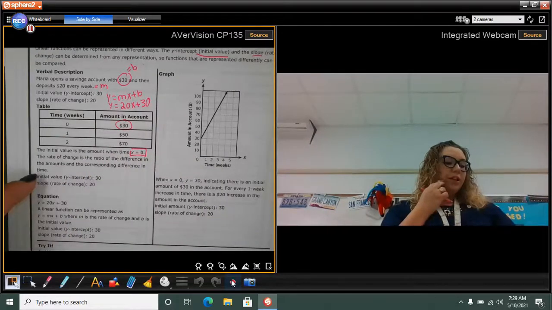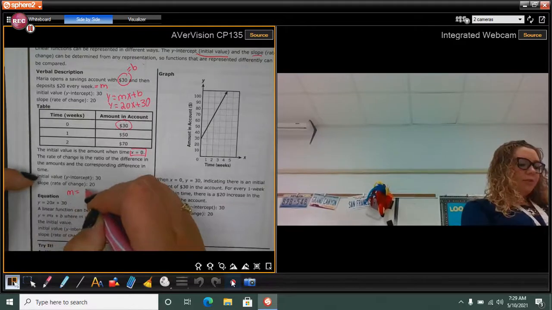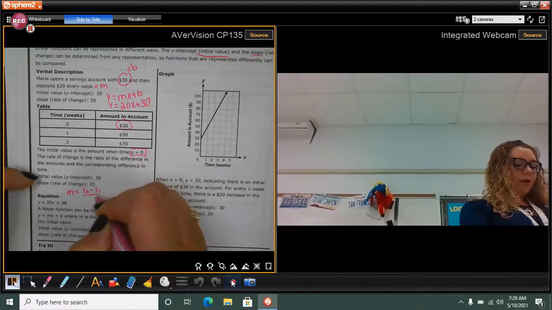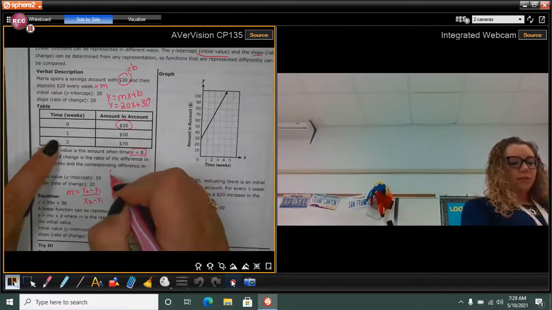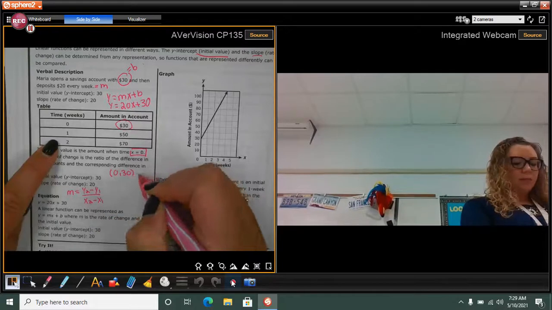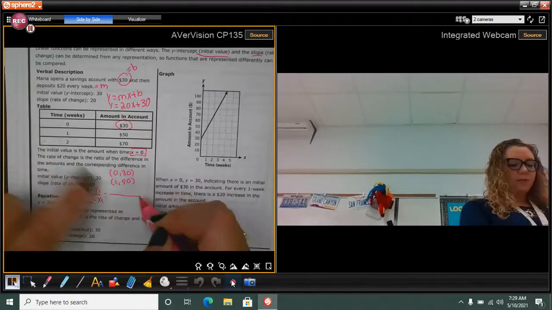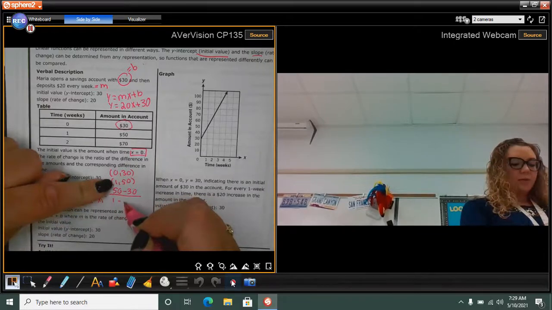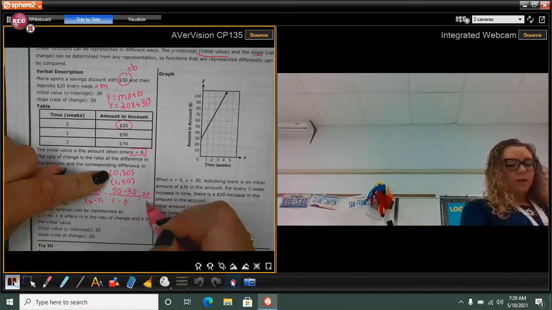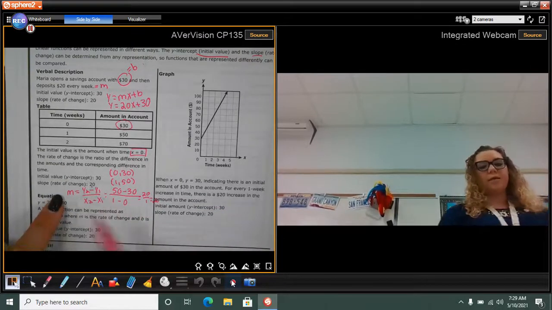The rate of change is the ratio of the difference in the amounts to the corresponding differences in time. To do that, we're going to use our slope formula. m equals y2 minus y1 over x2 minus x1. We're going to pick 2 points. I'm going to pick (0, 30) and then (1, 50). I'm going to plug my points in. y2 is 50, y1 is 30. x2 is 1, x1 is 0. Do my math. 20 divided by 1 is just 20. And that's going to be my rate of change.